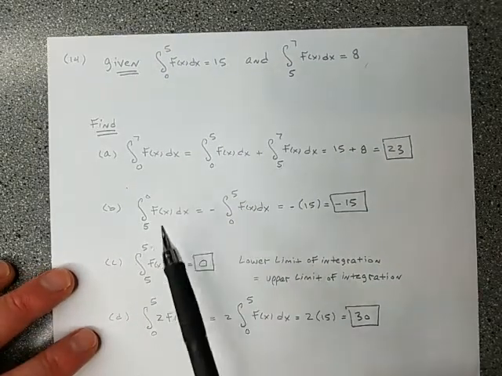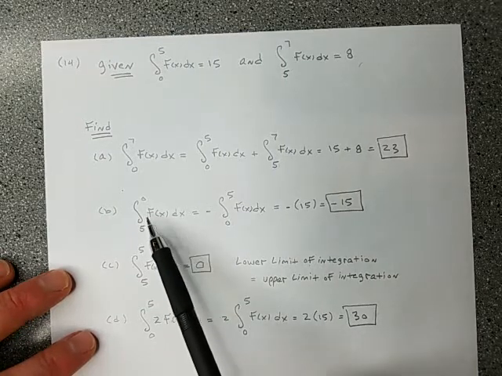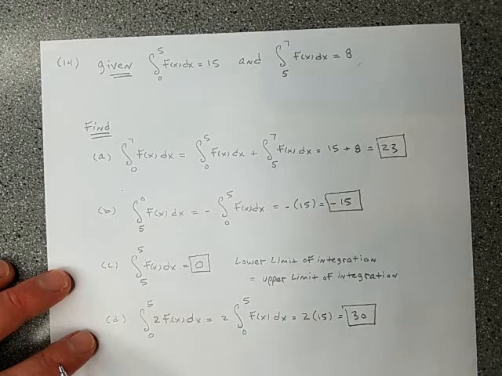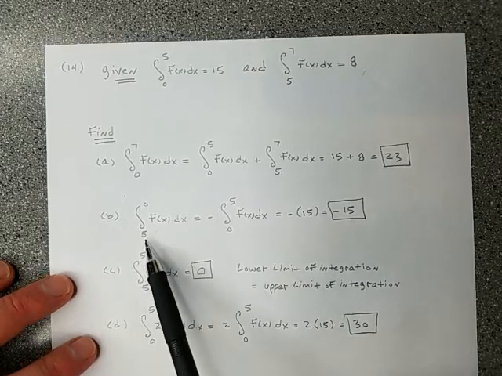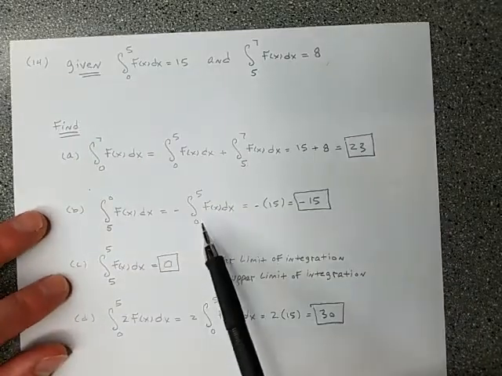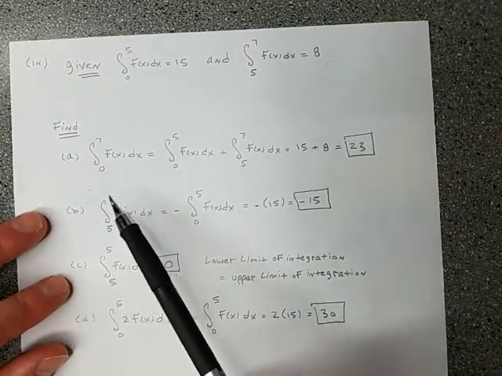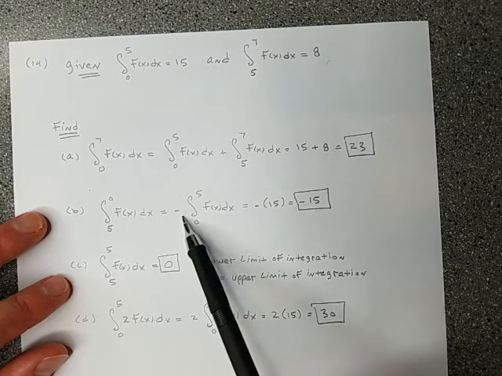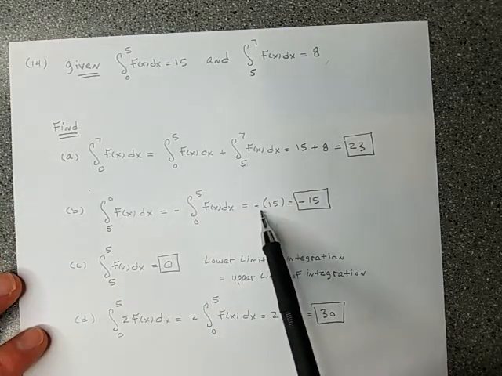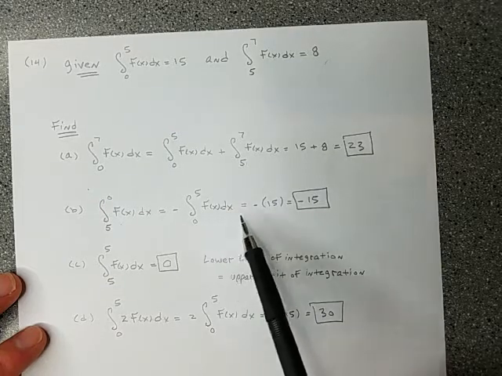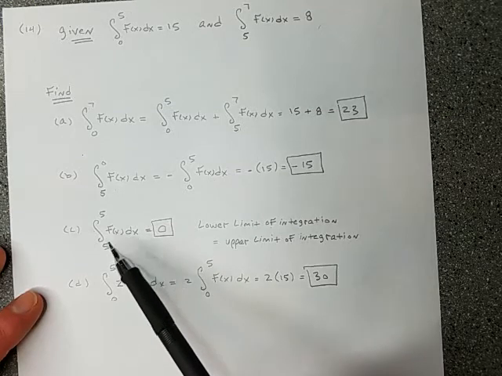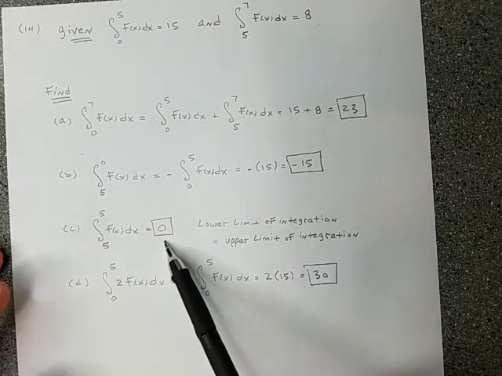Okay. With this one, if we reverse the limits of integration, it will give us a factor of -1. So 5 to 0. Well, I don't have 5 to 0 up there. I got 0 to 5, though. So if you switch these limits of integration, you'll get this factor of -1. That's one of our rules for definite integrals. So you'll get the opposite of whatever the answer to that was, which was 15. If the upper and lower limits of integration are equal, the definite integral will be 0.